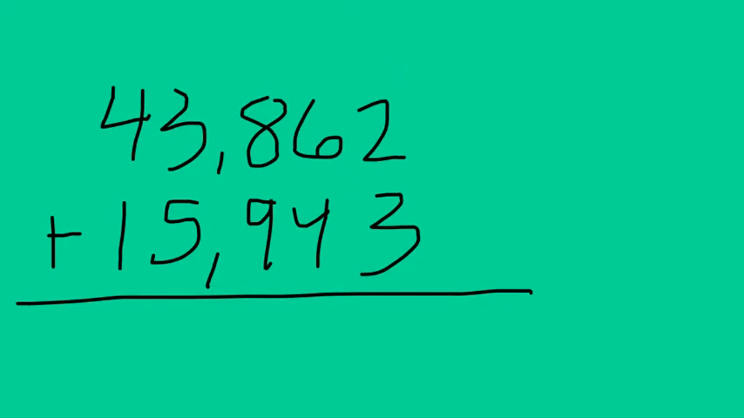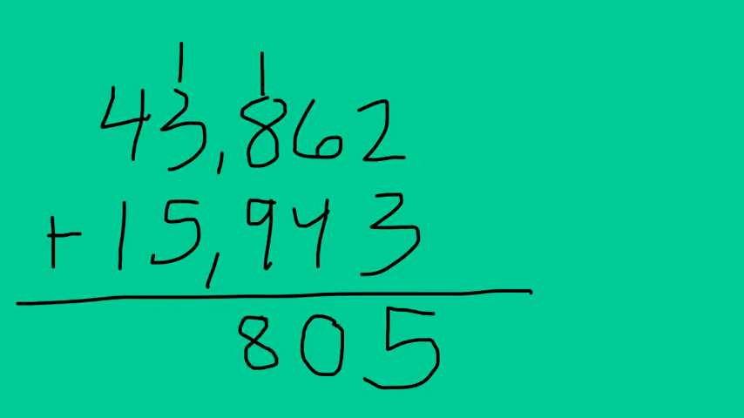So again, I always start with my ones place. 2 plus 3 is 5. Then I go to my tens place. 6 plus 4 is 10, but that's really the same thing as having 100. So I write down the 0 and bring up the 1. Now I can add my hundreds place value, 900, 800, and 100. And that gives me 18, but really now I'm moving to my thousands place. So I write down the 8 and bring up the 1. And the pattern's going to keep continuing no matter how far I go. So I get my answer of 58,805.